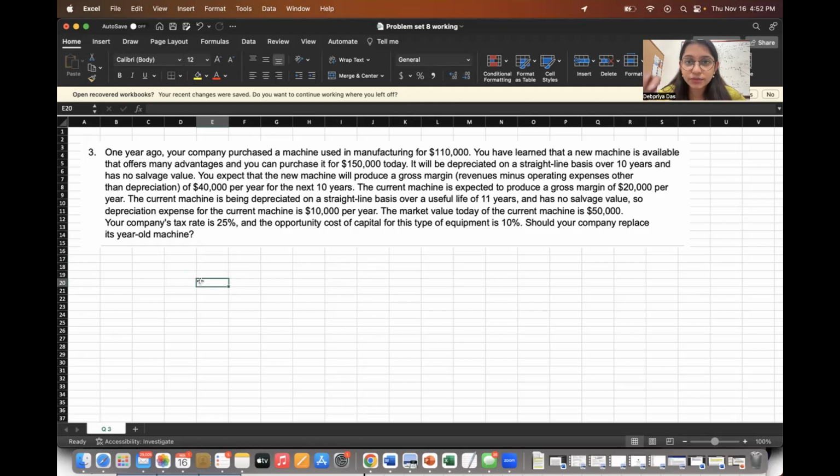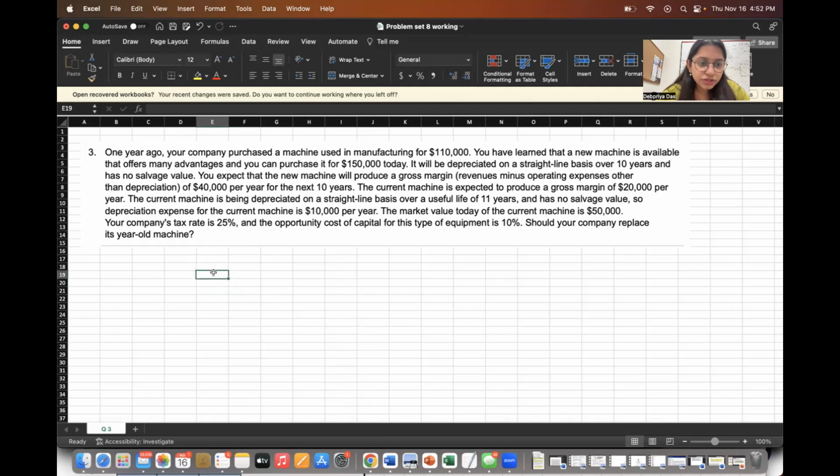And then you tax it, and you're going to get your net income. When I say tax something, that means you multiply it by 1 minus the tax rate. So in this case, you're going to multiply EBT by 75%. We're going to take the difference of everything.